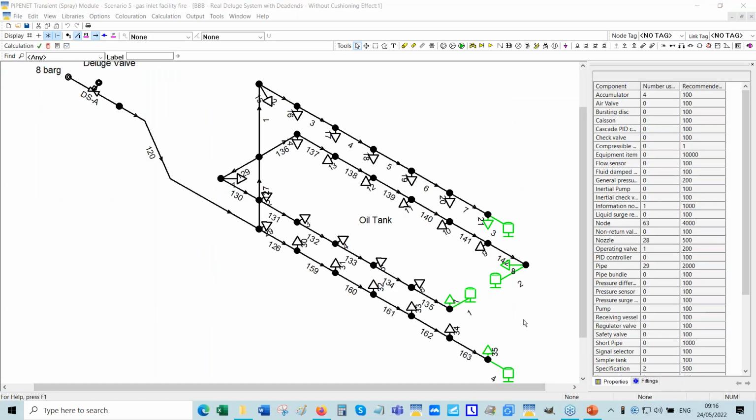modeling that. So if you want to use dry pipe 1, you have to put some accumulators at the end of the system in order to model the cushioning effect of pipe 8, which was here. Okay.